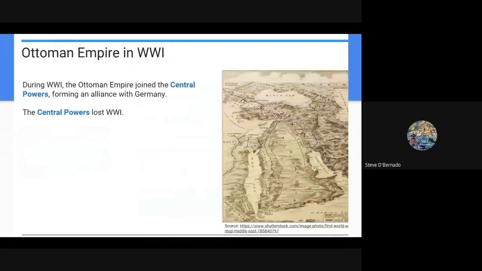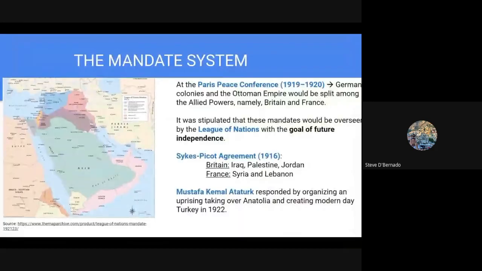Well, in World War I, the Ottoman Empire joined the Central Powers, and they formed an alliance with Germany, okay? And as we know, the Central Powers lost World War I. So as the Ottoman Empire slowly comes to an end and collapses, it's broken up, it's carved up, and you have the Paris Peace Conference, where Germany's previous colonial holdings in the Ottoman Empire are split up among the Allied powers, more specifically Britain and France.